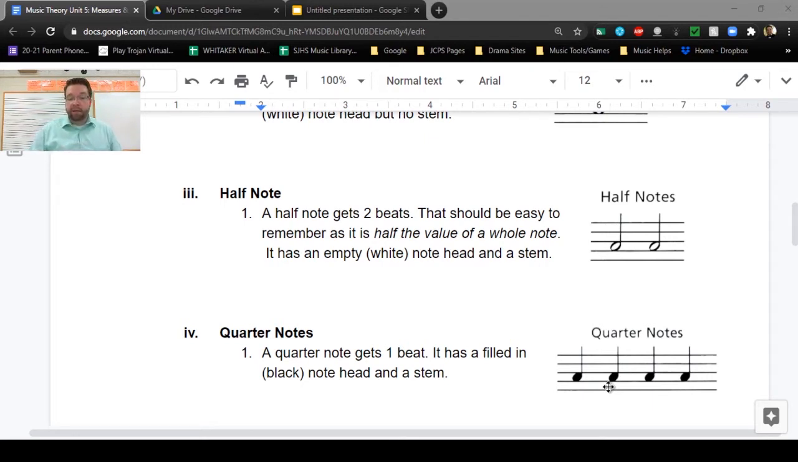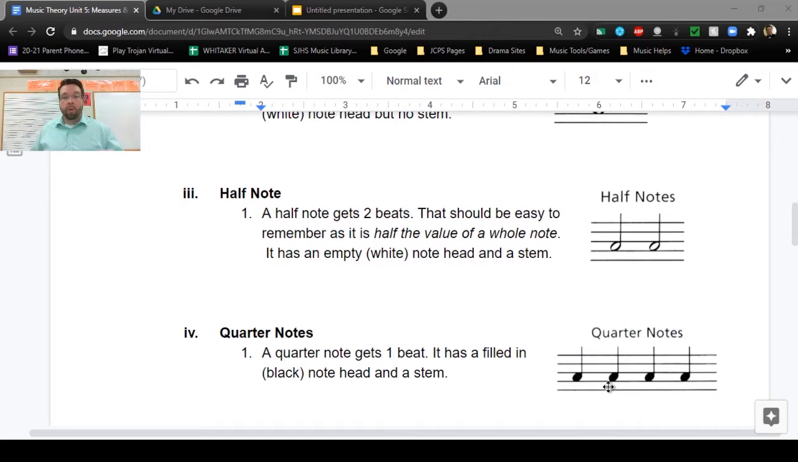It has a filled in black note head, solid black, and it has a stem. This is where the note head will differentiate from a half note, so you can see the difference. So 1 half note divided by 2 equals 2 quarter notes. The half note gets 2 beats. These 2 quarter notes each get 1 beat.